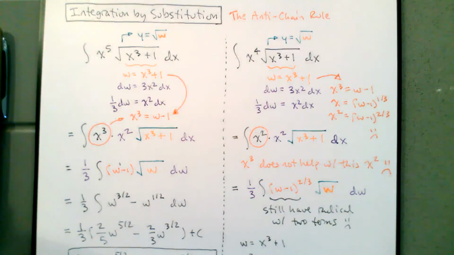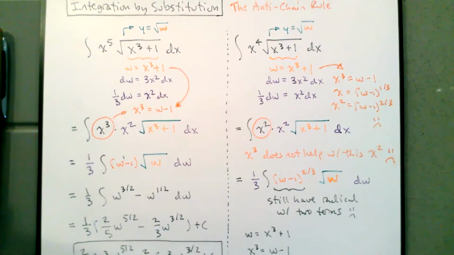Over on the right, we had enough x squared to be the dw, but that left us with an x squared that we could not convert to w conveniently. We could literally, but we couldn't conveniently. So it didn't get us to a place where it was useful to have that integral in w. The integral in w was just as bad as the integral in x. Any other questions?